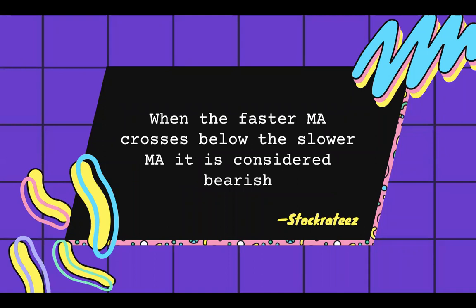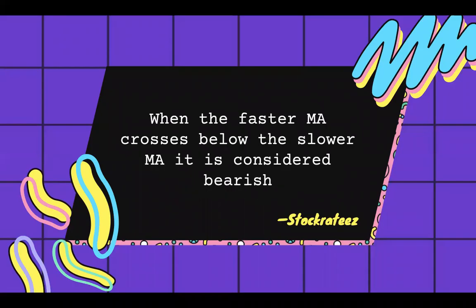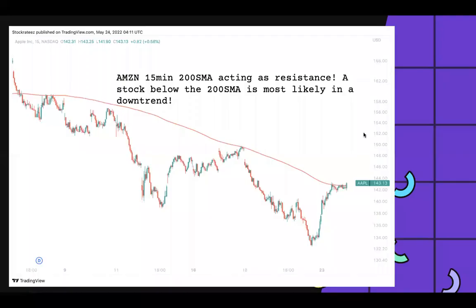All right, so when the faster moving average crosses below the slower moving average, it is considered bearish. Anyway, so the 200 SMA on the 15-minute chart on Amazon can also act as resistance in a downtrend. So see, we're on our 15-minute chart.